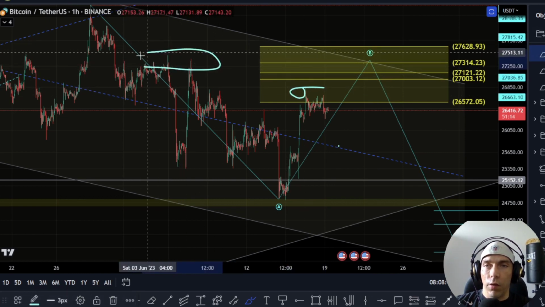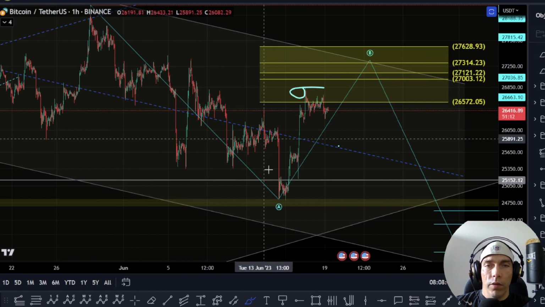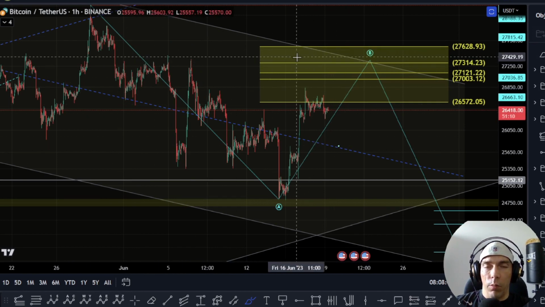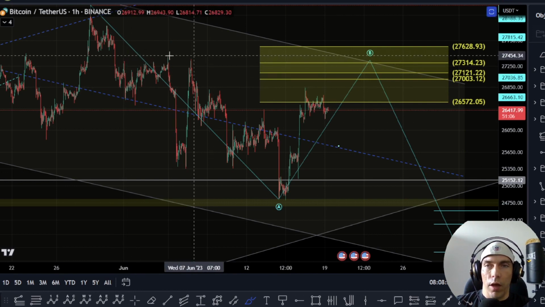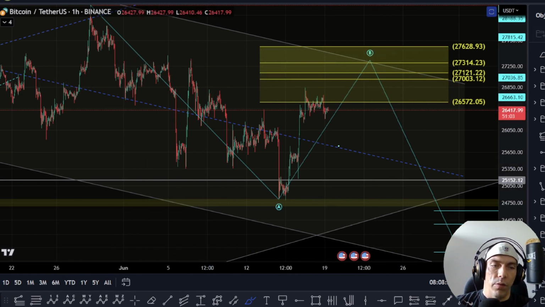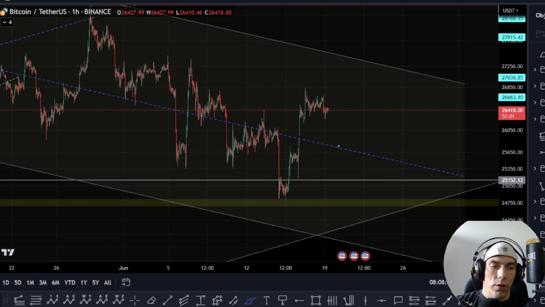This area here is particularly interesting to me. Obviously, if we do see price push up here, I would be wanting to see how we react around those zones, because that could actually look at sweeping these highs before looking for that move to the downside.